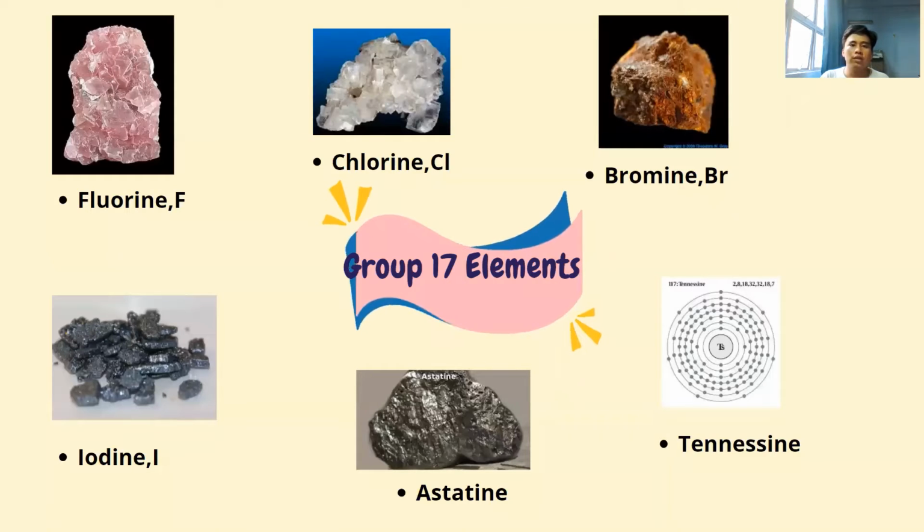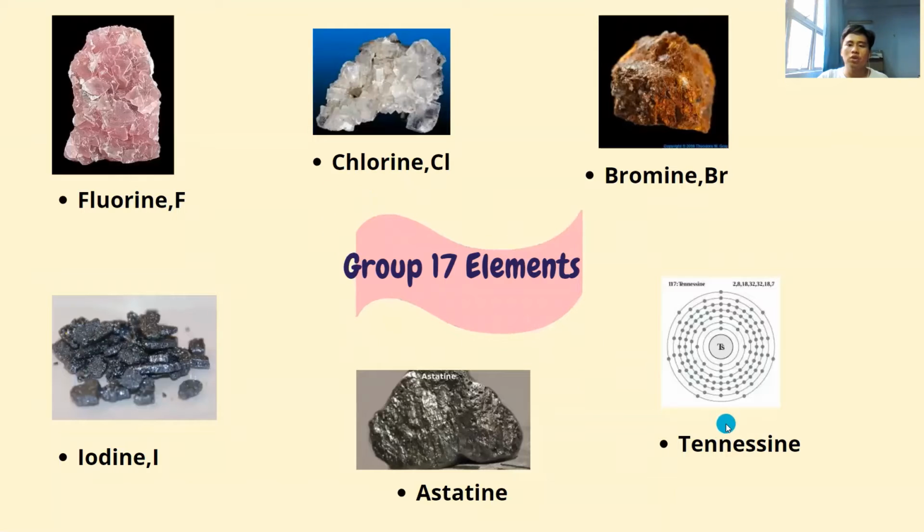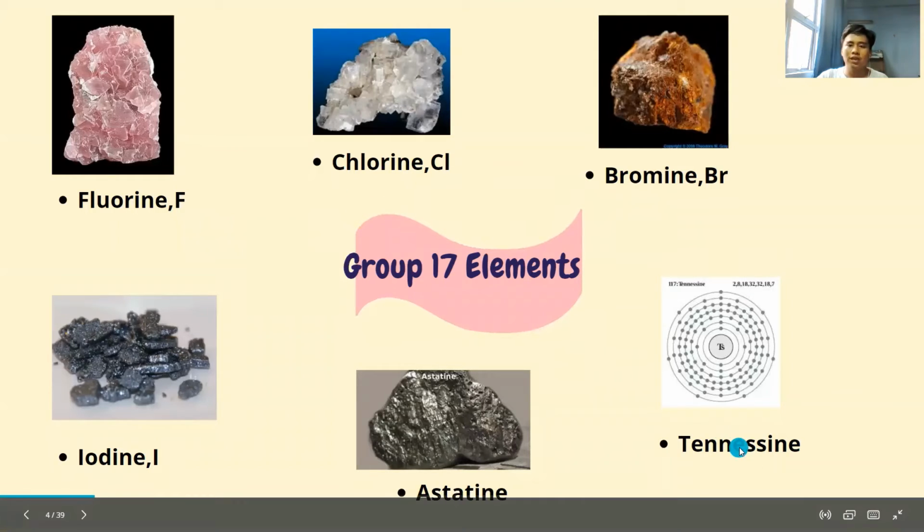Next is group 17 elements in nature. Here we have fluorine, which is the smallest atom in group 17, and the biggest one is tennessine. Tennessine is actually a new member of group 17, and before this the element was called UUS. The name tennessine comes from the state of Tennessee.